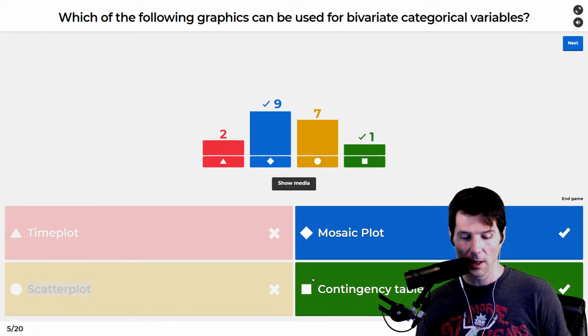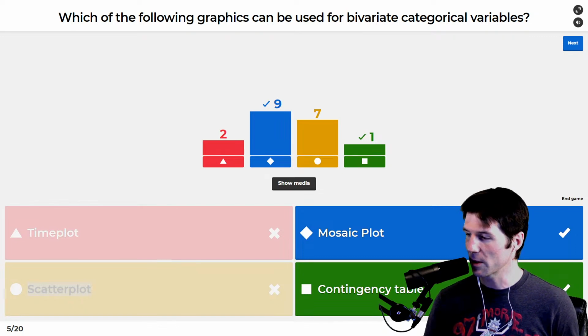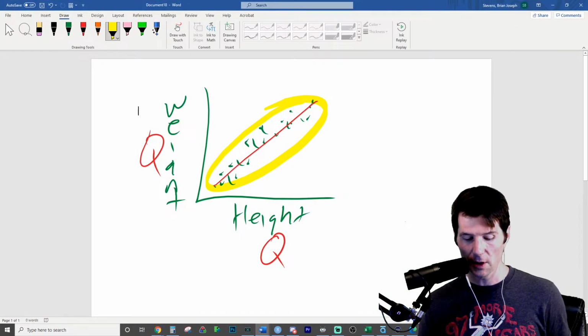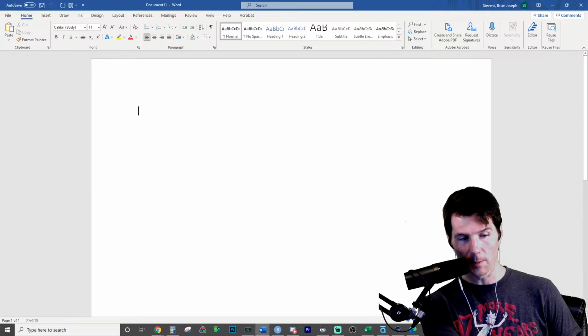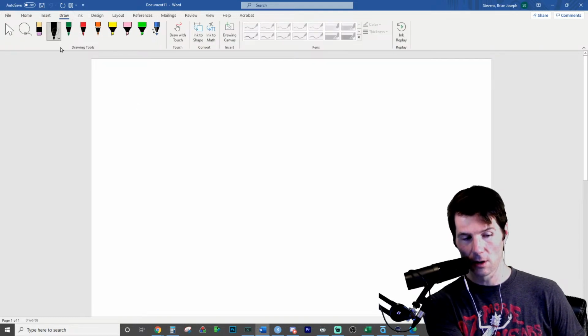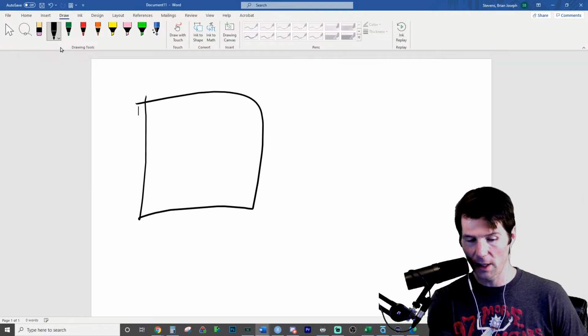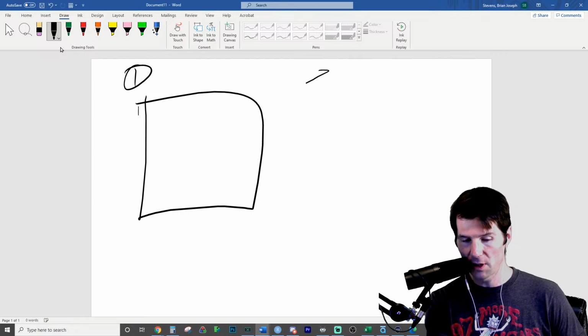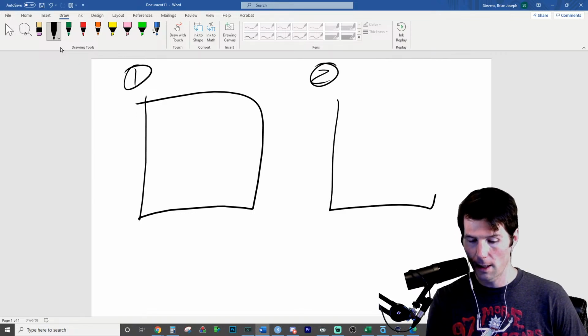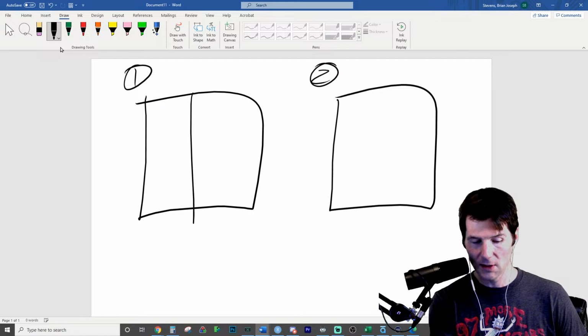The mosaic plots right here. Let's draw a mosaic plot so we can see it. One of my favorite mosaic plots to talk about is the following. How do you know if there's an association? So we've got mosaic plot 1 and mosaic plot 2. Now let's look at whether or not somebody passes a test.